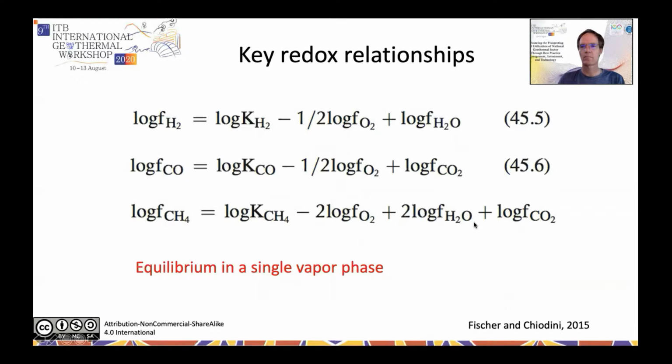Then we can manipulate these relationships and solve for the fugacity of hydrogen, the fugacity of carbon monoxide, and the fugacity of methane, for example. And we can see that these fugacities are related to the equilibrium constant of the reaction, and to the oxygen fugacity and the water fugacity in almost all of these reactions. So the fact that we have redox relationships is really important. It determines what the gas composition is going to be that we will sample at the surface.